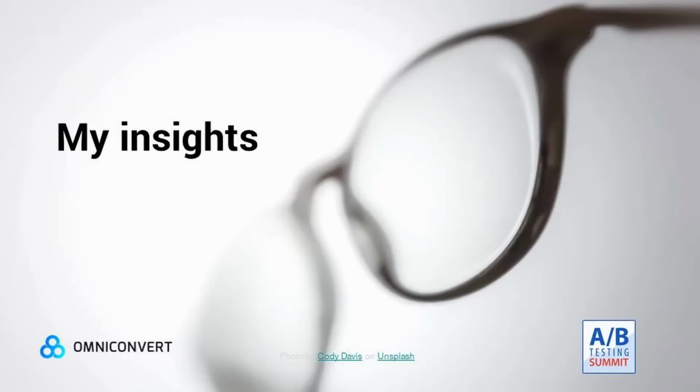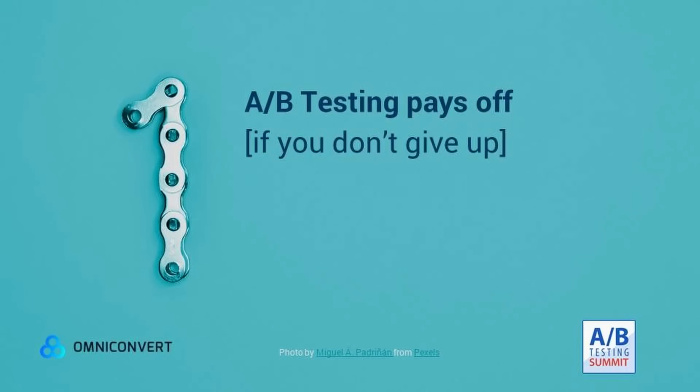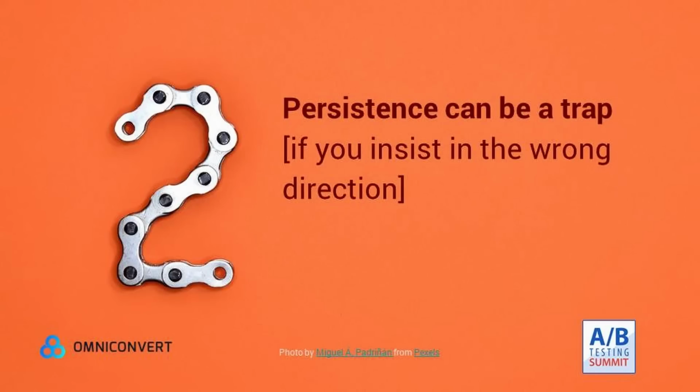So my insights after this first experiment. First of all, A/B testing really pays off if you don't give up. So you need a lot of persistence. The second is that persistence itself can be a trap if you insist in the wrong direction. This is happening to all of us. We are hearing all these stories about, hey, let's be persistent, let's not give up. But why shouldn't we give up if we are not pointing in the right direction? If there's no door out there, why should we persist in going through the wall, right?